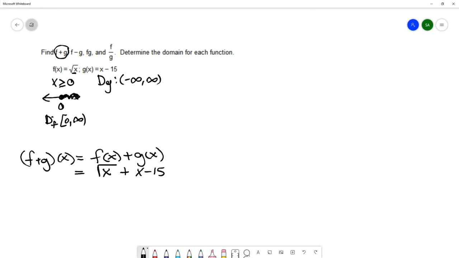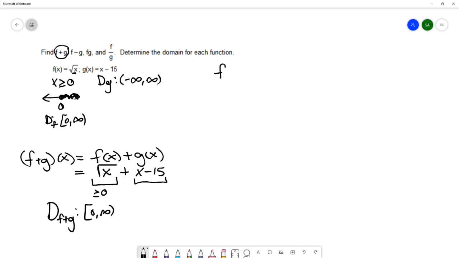Now, when we take two functions and combine them like this, we have to consider the new domain of this function. This portion is only allowed to be greater than or equal to 0, and this portion can be anything. So because this one piece is restricted, the whole function is restricted. So the domain of f plus g will be from 0 to infinity because one piece of it is restricted.